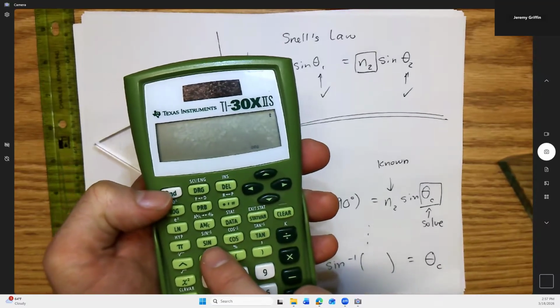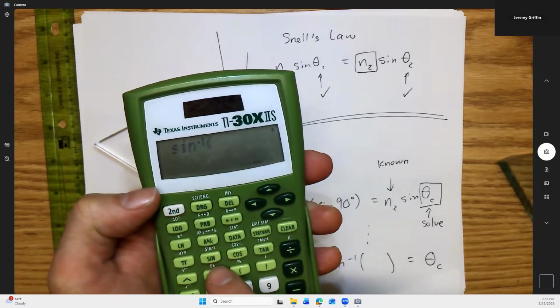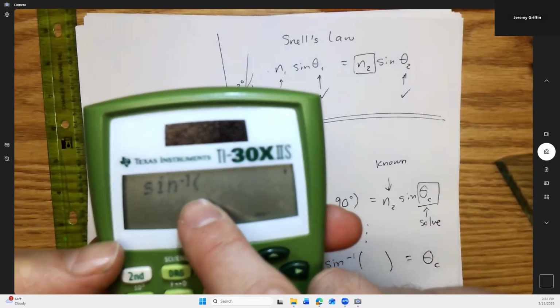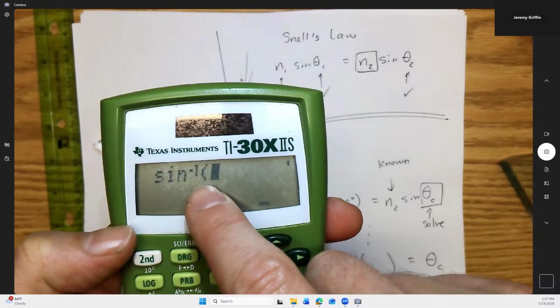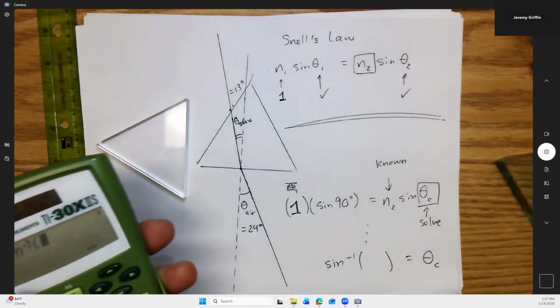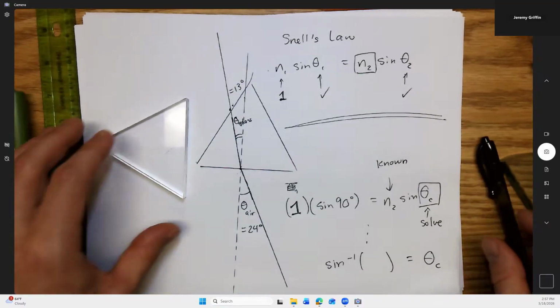You hit second, sine. Guys, if you hit second sine, notice that doesn't say sine, that says sine with the minus 1. That's inverse sine, or arcsine. You remember that? All right.